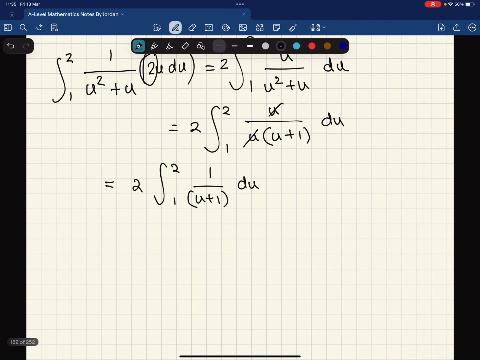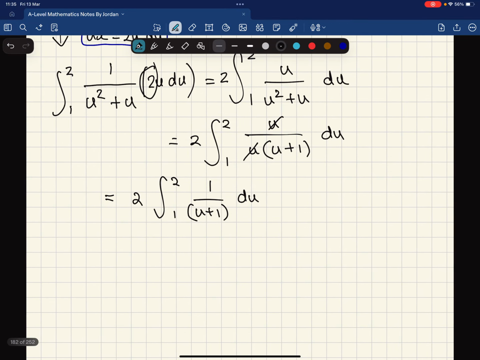Okay, so a lot of people get a bit tricked out of how to integrate this. This will just integrate into a log natural. If you just had 1 over u, it would just go to ln u. If you have u plus 1 in the denominator here, that would just go to ln u plus 1. And you'll have the limits of 2 and 1 like that.